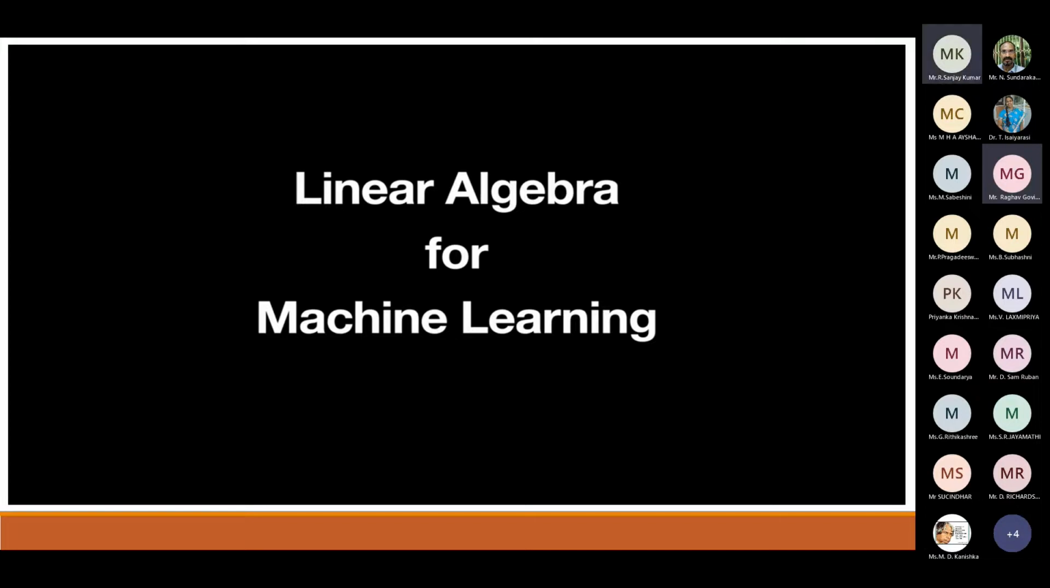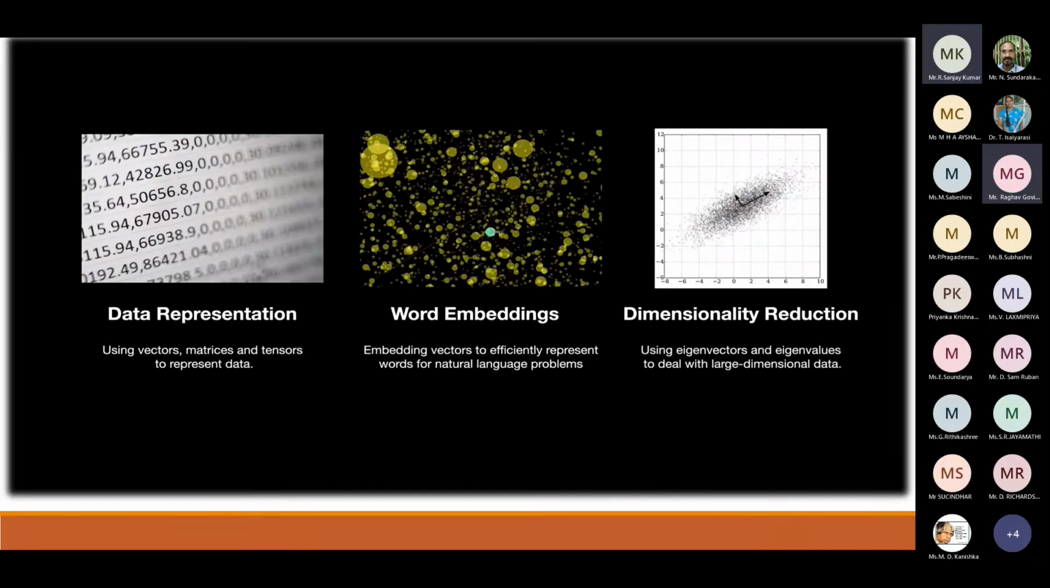These two areas solve problems which use most of the data representation, and use vectors and matrices running behind the scenes. The main areas enabled by linear algebra, which I will explain briefly in the previous slides, are data representation, word embeddings or vector embeddings, and dimensionality reduction.